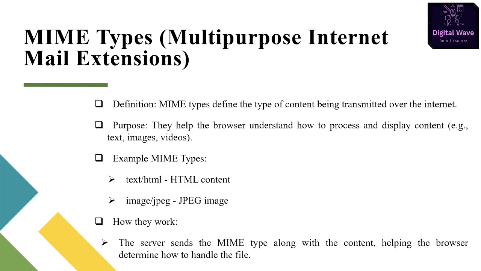The server sends the MIME type along with the content, helping the browser determine how to handle the file. Or we can say MIME types are like labels for different types of files on the internet. They tell the browser how to handle the file when you try to open it. Like the example we already saw, if there is a .jpg file, its MIME type is image/jpg, and if it is a PDF file, then its MIME type is application/pdf.